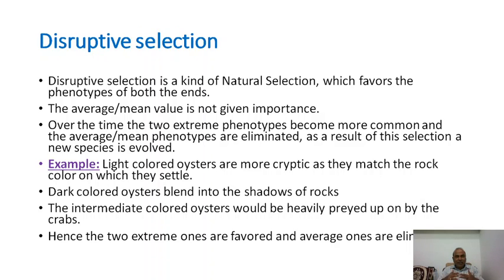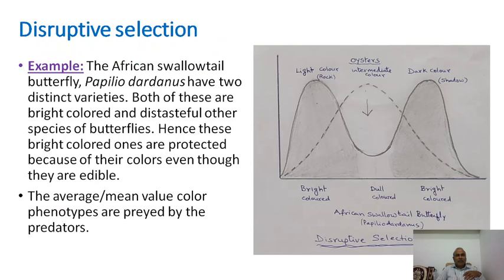Their number got reduced. As their number got reduced, their reproductive ability reduced. When their reproductive ability got reduced, their allelic representation in the next generation will get reduced, and gradually the extreme values of the population are selected by this disruptive selection. Okay, let's see the other example also.